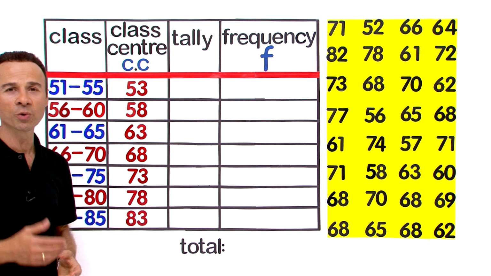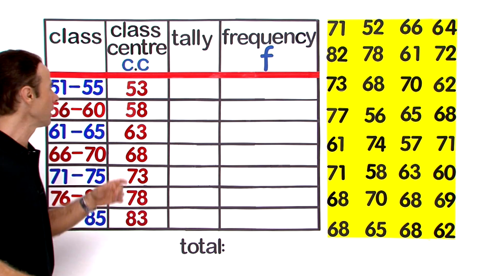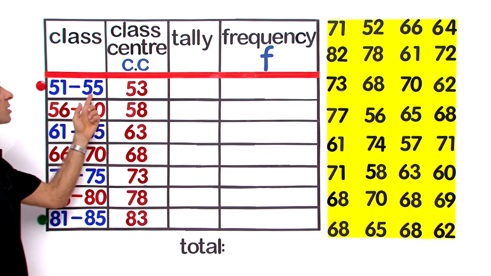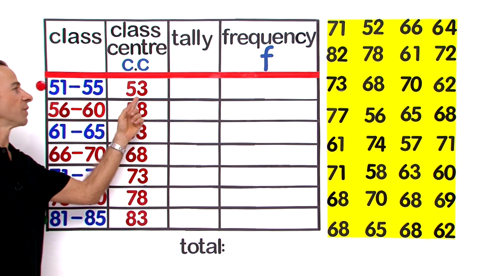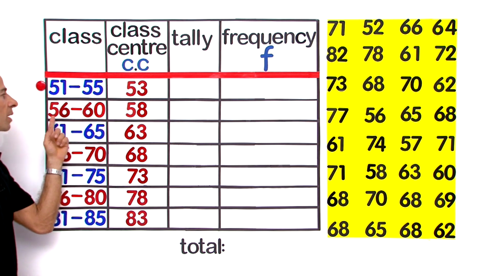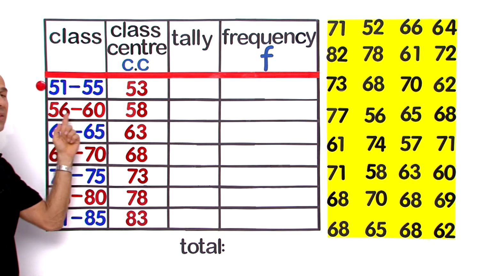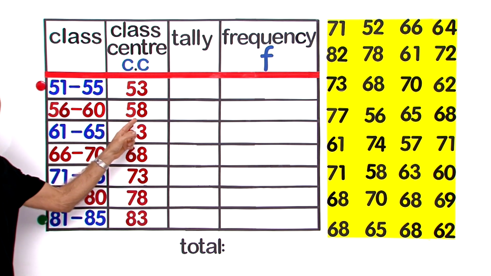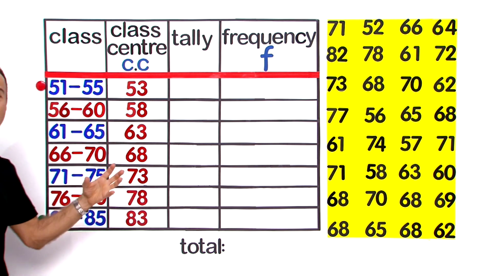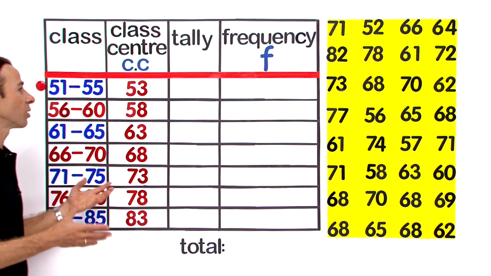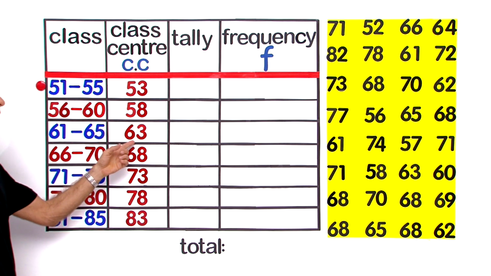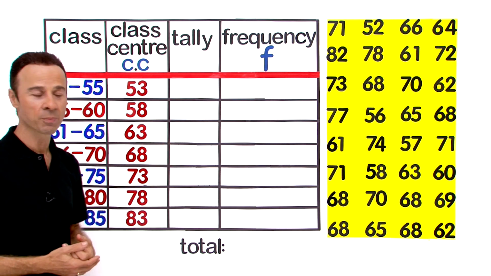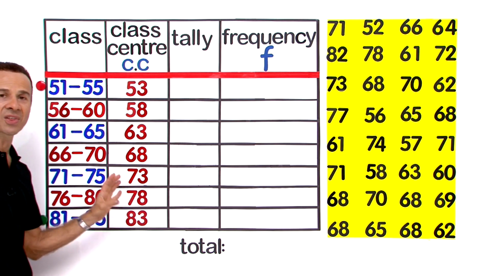How do we get it? Many of you already know how to do it, but I'll just recap really quickly. 51 plus 55 added together, we get what? We get 106. Divided by 2 is 53. So for example, the next one, 56 plus 60, we add them together, that's 116, divided by 2 gives you 58. The next one, 61 plus 65, add them together, that gives you a grand total of 126, halve it, 63. So all you do is take the two ends, add them together, divided by 2. So that's how we get the class center, so that's there now.